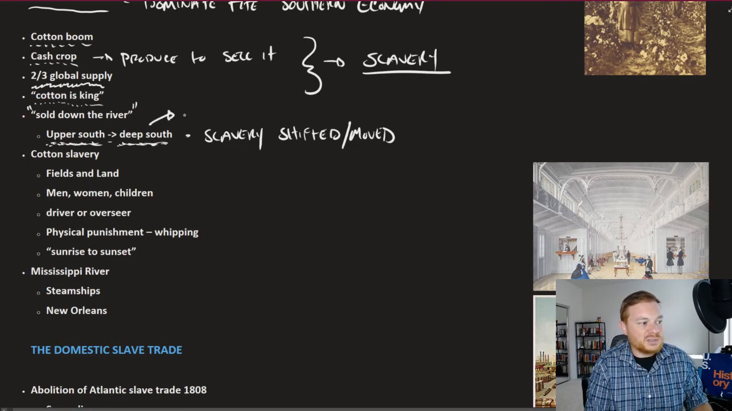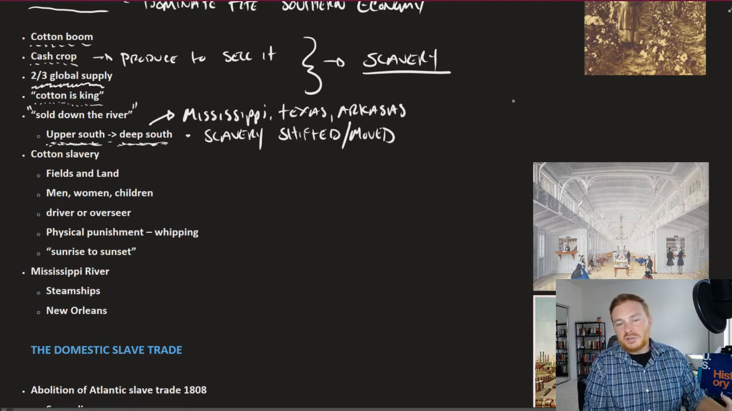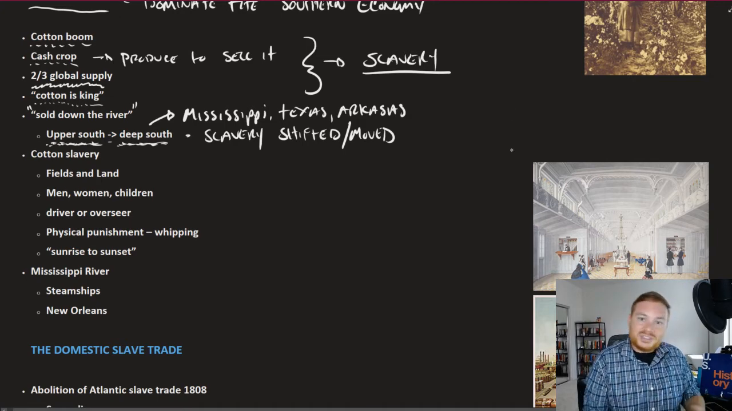The Deep South would be places like Mississippi, might be things like Texas, Arkansas. These were territories that were very sparsely populated, but thanks to cotton, because it was so profitable now, it was called white gold. A lot of plantation owners took their investments, went out to the Deep South, which is further west, further south, and brought slaves along with them. So one big change because of cotton was that slavery shifted from the upper South to the Deep South. In other words, it spread, right?